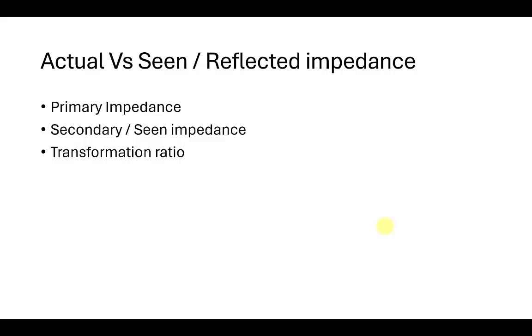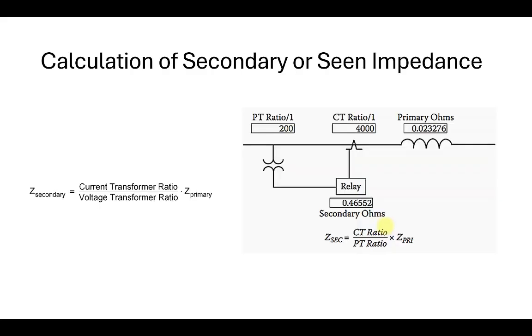Welcome friends. In our upcoming videos, in the video training, we will learn about the primary impedance, secondary impedance, or it's also called seen impedance or reflected impedance, and the transformation ratio. So what's meant by these? I will give you a brief idea, then we will discuss these things in detail. So let's go to our next slide.